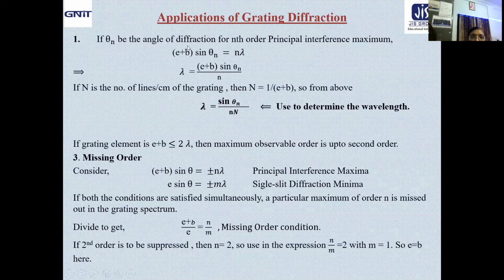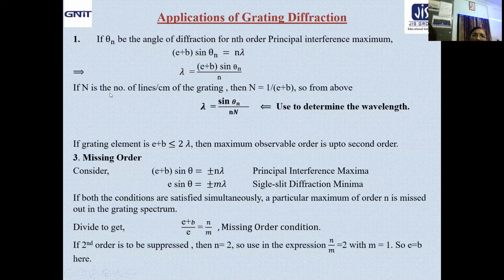Now, some applications of grating, which we encounter regularly also in our lab. If theta n be the angle of diffraction for nth order principal interference maxima, then this formula is very much known to you all: (e plus b) sine theta n equal to n lambda. Only in the suffix we have added n because it is the nth order diffraction angle. That's why. So what about lambda? Lambda equals (e plus b) sine theta n by n.